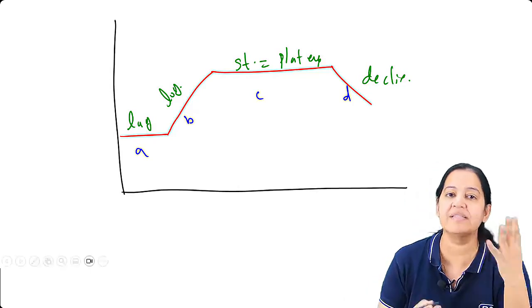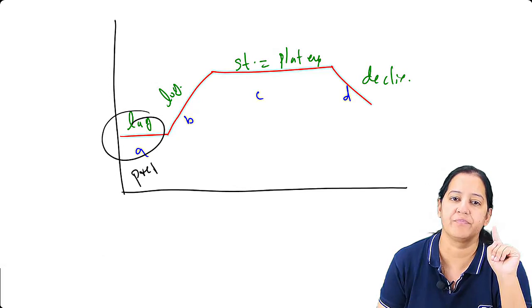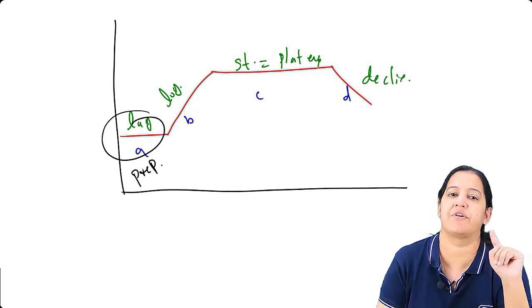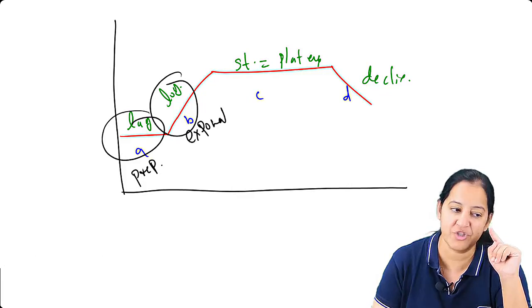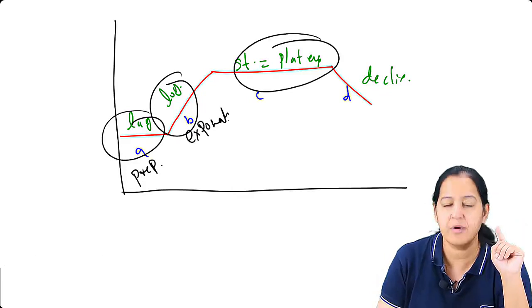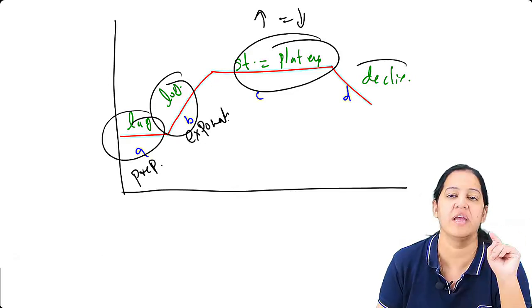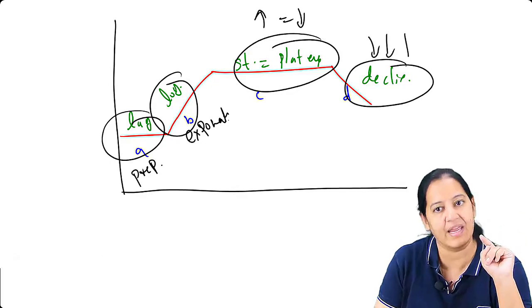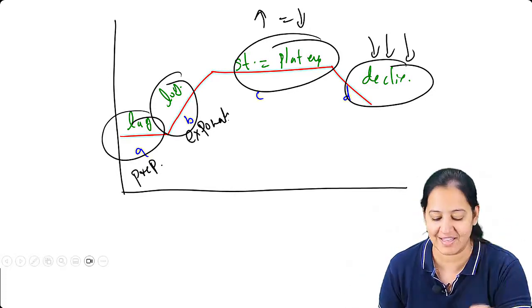Now tell me the reason for all four. Lag का reason, write down preparation. It is known as preparatory phase. Log का reason, write down exponential growth. Stationary और plateau का reason: the number which is formed, the same number is dying. That is the reason for stationary. And decline का reason: they are only dying. They are not formed. So in short, write down the reason for all four. The second thing, the second question you get.